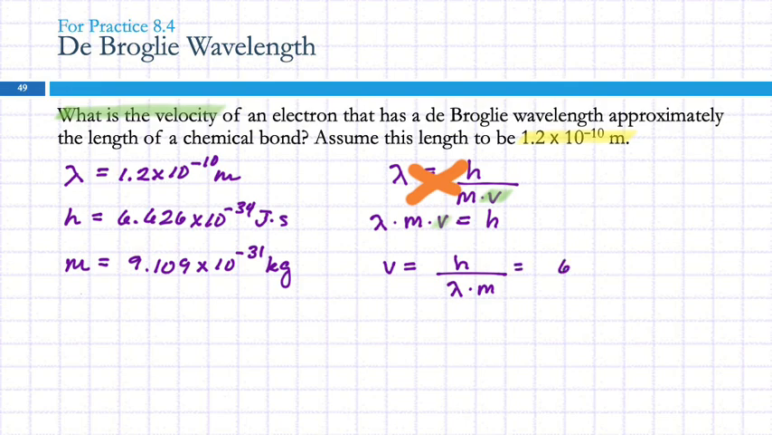So h is 6.626 times 10 to the minus 34 joule seconds, divided by the mass, 9.109 times 10 to the minus 31 kilograms. Oh, I put them in the wrong order. Please forgive me. And the wavelength. I switched these, but order doesn't matter when you're multiplying, so it's okay.